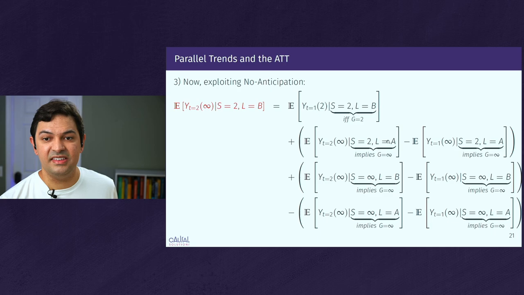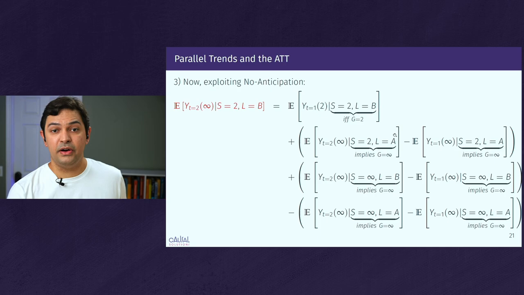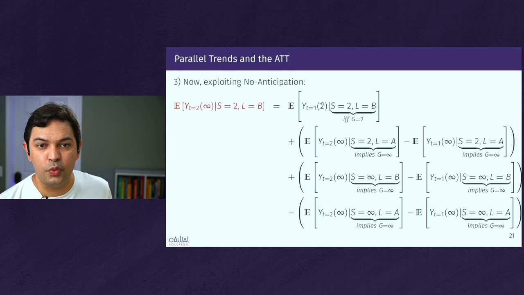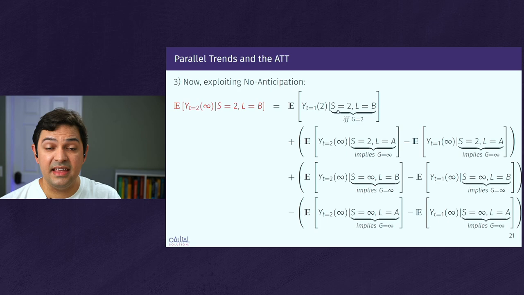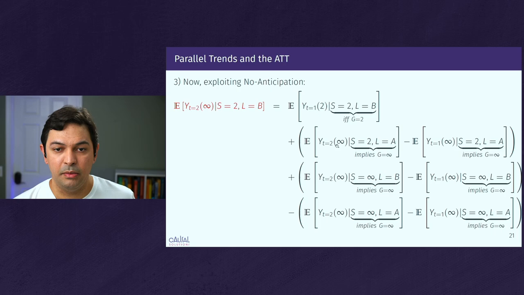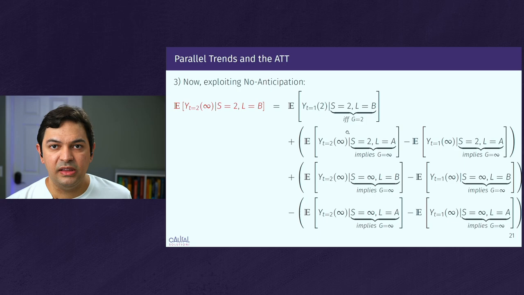Because if I belong to the partition S=2, the state 2, and I belong to the partition B, I am treated. So I have G=2. G=2 is the same as the potential outcome index, so G=2 matches the 2. This means that, under SUTVA, I'm going to be able to get rid of this potential outcome and write the potential outcome as the realized outcome. And here, because I have S=2 and L=A, even though I am in a treated state, I don't belong to the partition that is affected by the policy. I am untreated, so I have G=infinity. Again, infinity maps with infinity, so I'm going to be able to apply SUTVA to map potential outcomes back to realized outcomes. Same thing here, and here, and here.